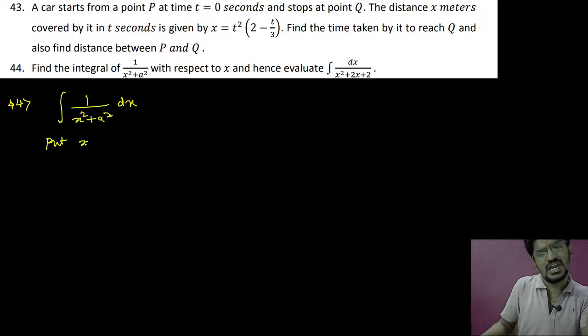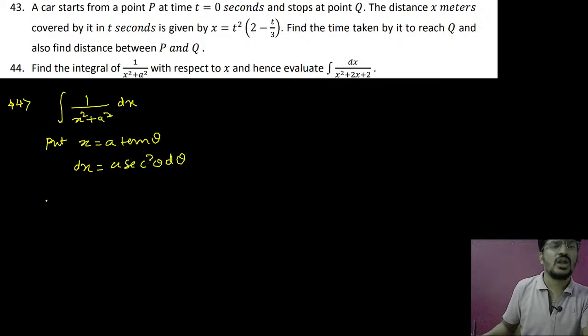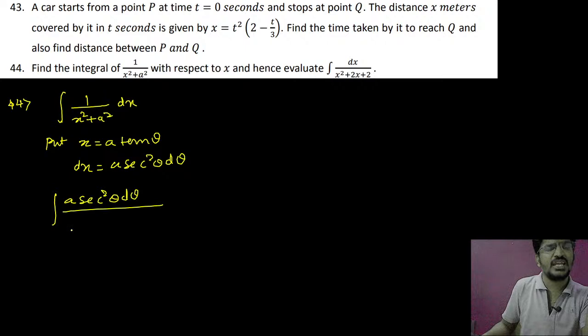Quickly put x is equal to a tan theta. So dx will be equal to a secant square theta d theta. So now I can replace the terms: a secant square theta d theta divided by x squared plus a square, that means a square tan square theta plus a square.